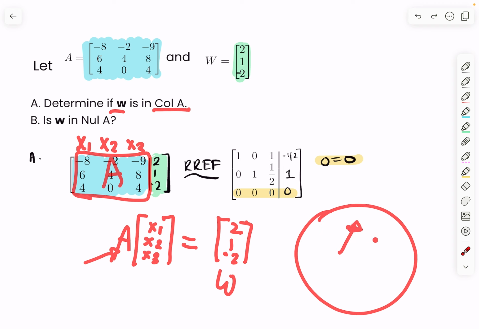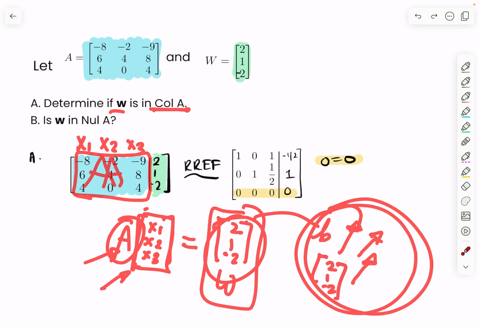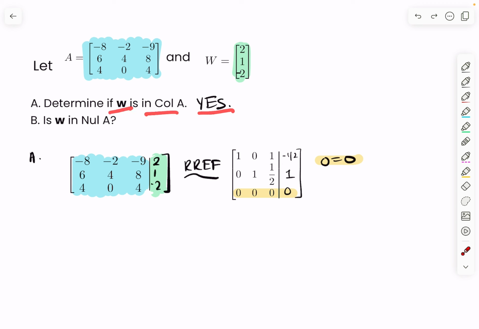And so therefore we can say that W is indeed in the column space of A. It is one of the vectors. So remember, column space is just the space of all of the vectors that you can get by combining any vector of this form with this matrix, so all of the possible B values. And so we're saying that yes, W, which is 2, 1, negative 2, is in the column space. So yes, the vector W is in the column space of A, and if we're being fancy, we say that W is an element of the column space of A.